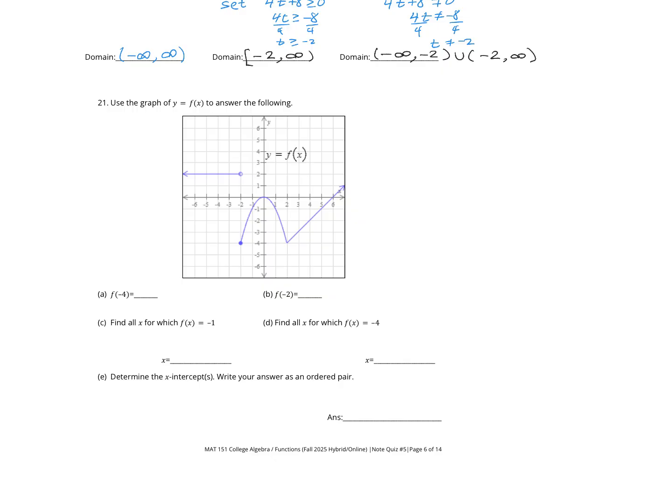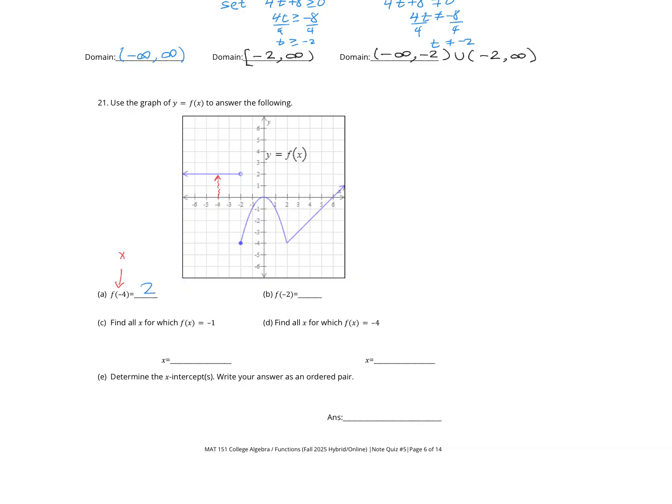When you're reading graphs, you want to remember again that the number inside of the function notation, that is the x number, and the calculated answer is the y number. So when you want to find f of negative 4, you find negative 4 on the x-axis and go up to the value and read it off. And it should be pretty obvious that if you find x is negative 4, the y number is up at 2.